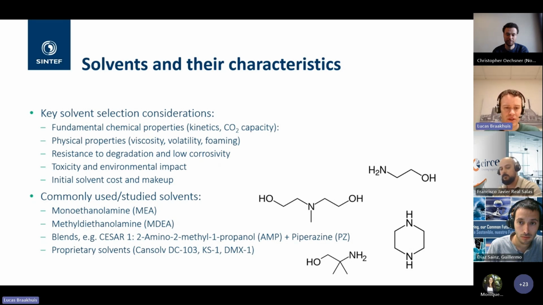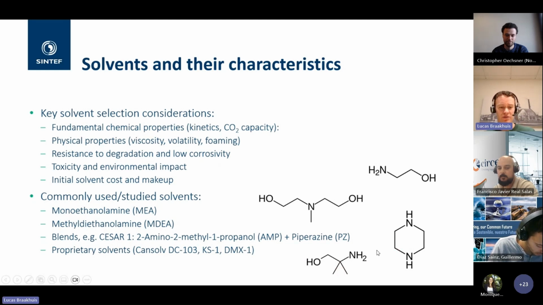So I've shown here a couple of commonly used and studied solvents. So monoethanolamine is I would say the old, well-known benchmark. It's given here. MDEA is a popular amine. And apart from just single amines, you will also see blends of solvents that try to combine some of the positive functional properties of each of these individual solvents. And here a very well-known mixture is the OCAP-1 solvent, which is a mixture of AMP and piperazine.